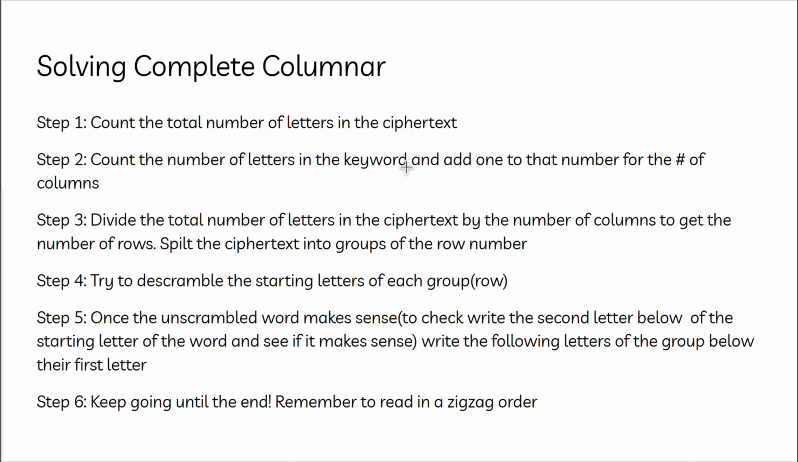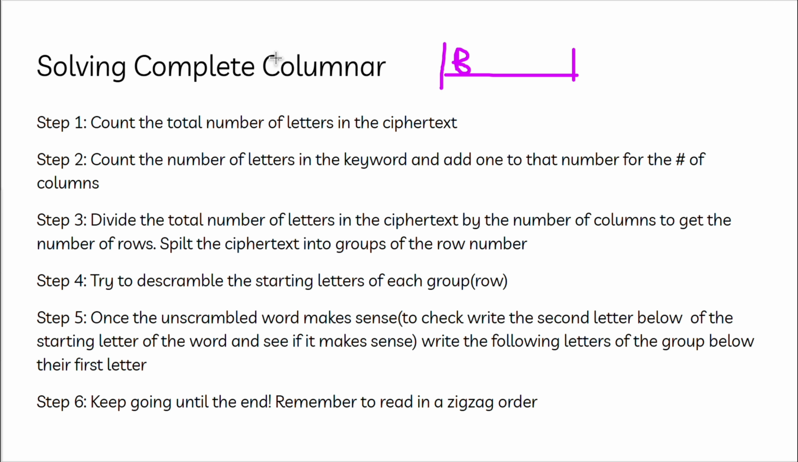Basically, what this means is there is the row number and the column letter number. So if the ciphertext is like this, then you would just divide it into groups, and the groups are what you would use in the next steps. Step 4, try to descramble the starting letters of each group. For example, if the starting letter of this group is B, then you would take this starting letter and the next starting letter of every group and try to descramble that into some word or phrase that makes sense.